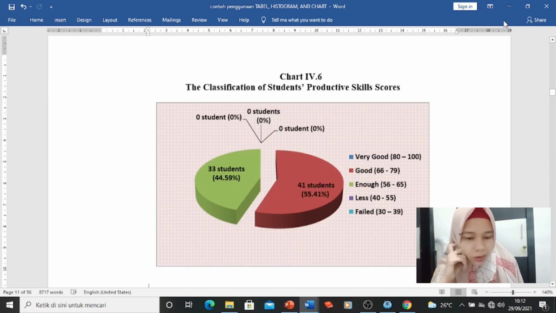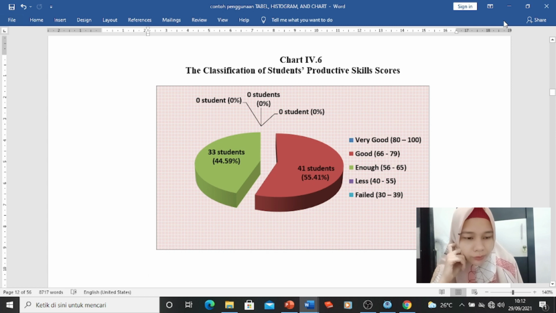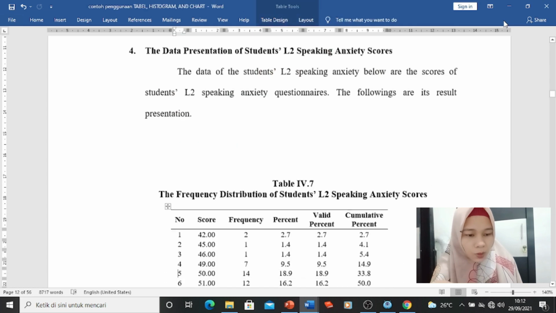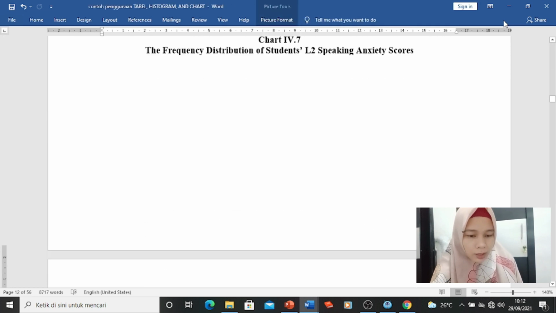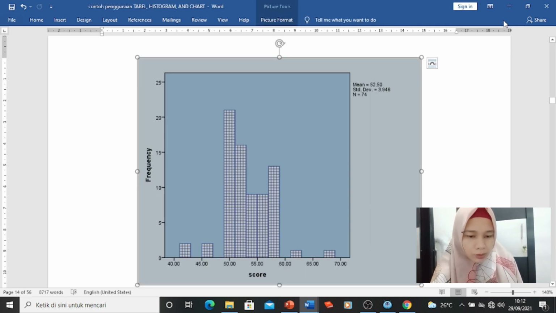And what else? The example I have. The class, this is still similar. This is a pie chart or circle chart. And what else? This is a histogram. This is another kind of histogram example.